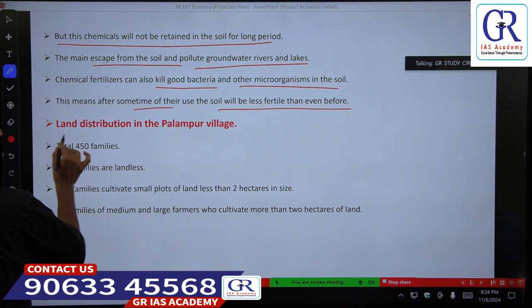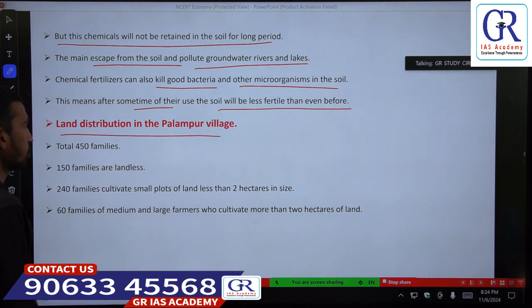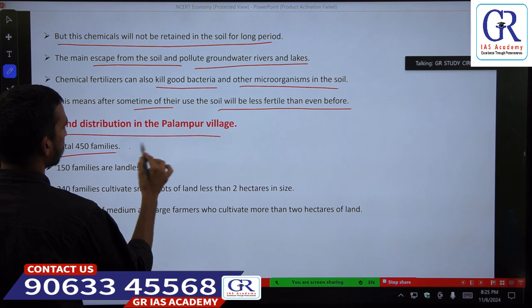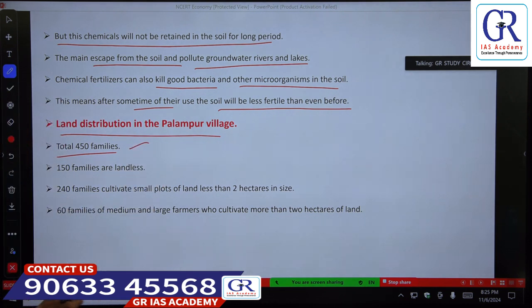Next, land distribution in Palampur. If you look at the land distribution of Palampur village, you can see the description over here. In total we have 450 families in the Palampur village. Out of that, 150 families are landless.